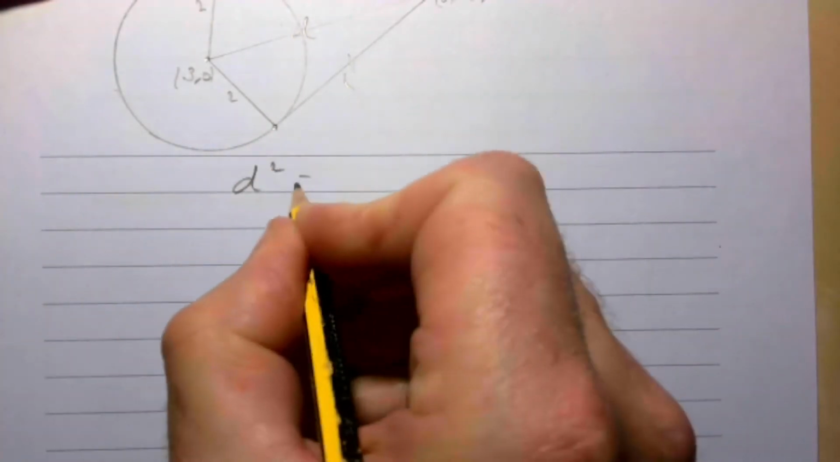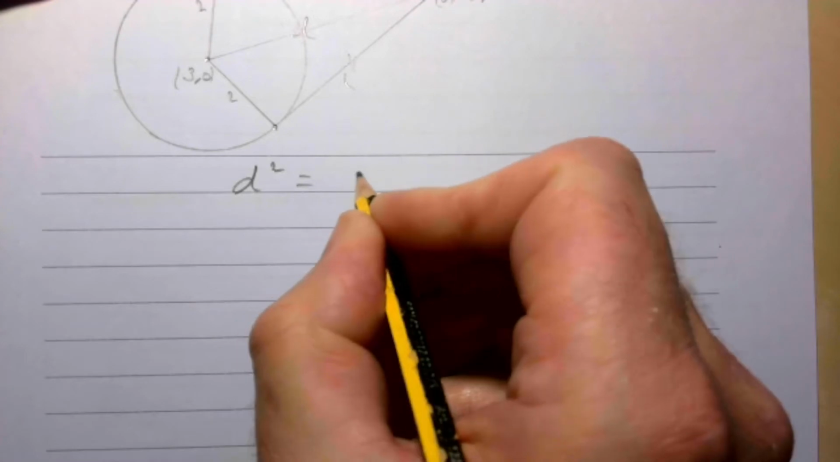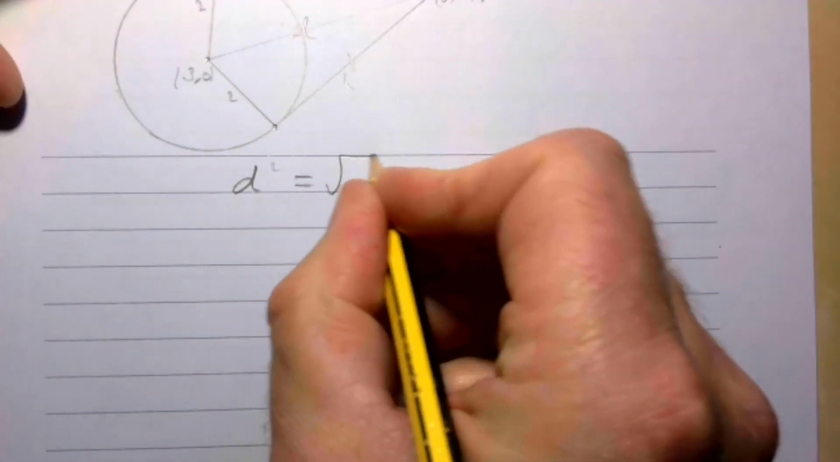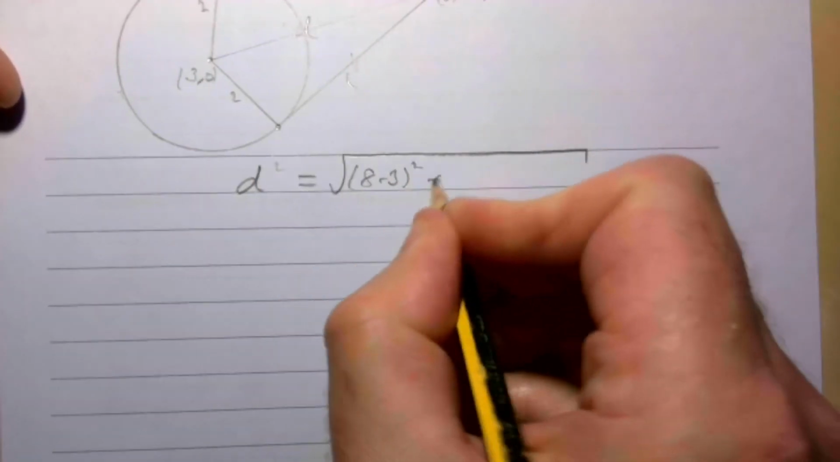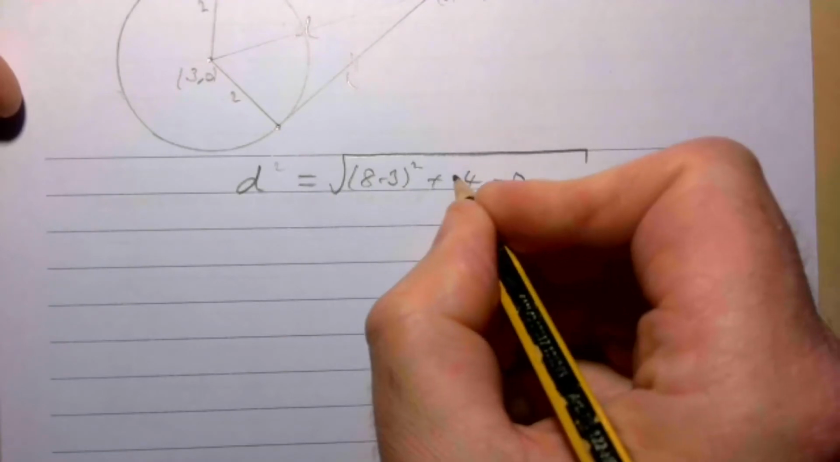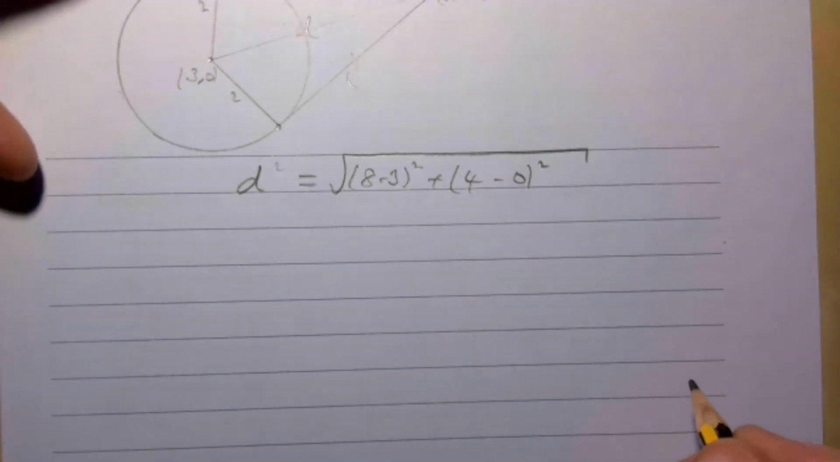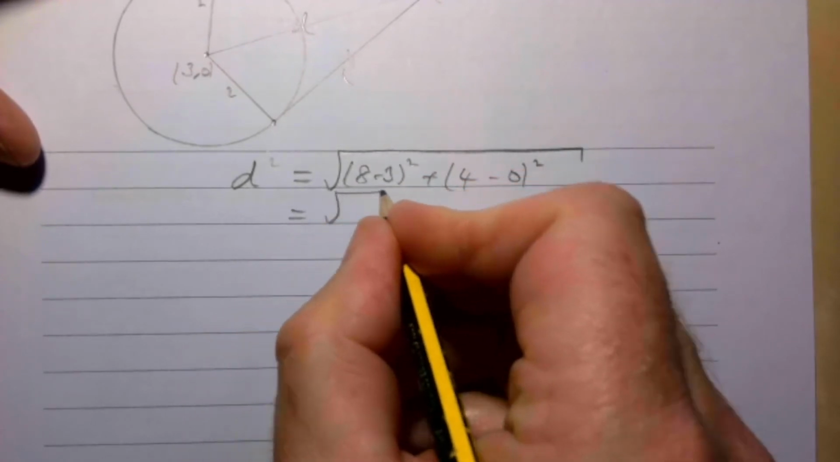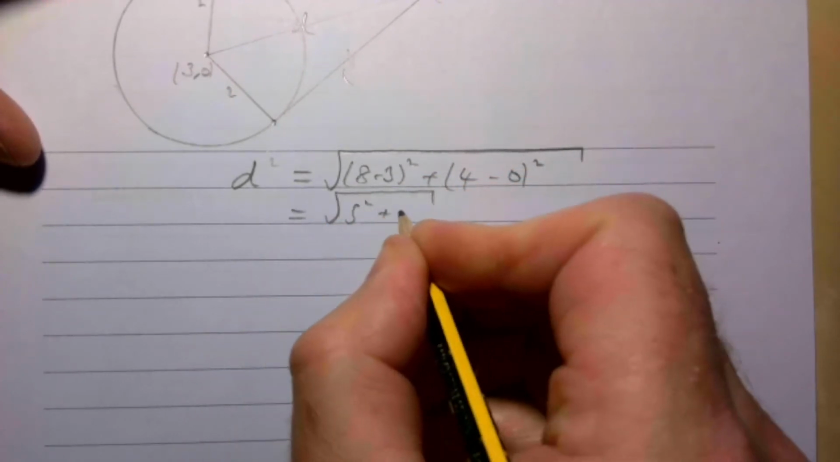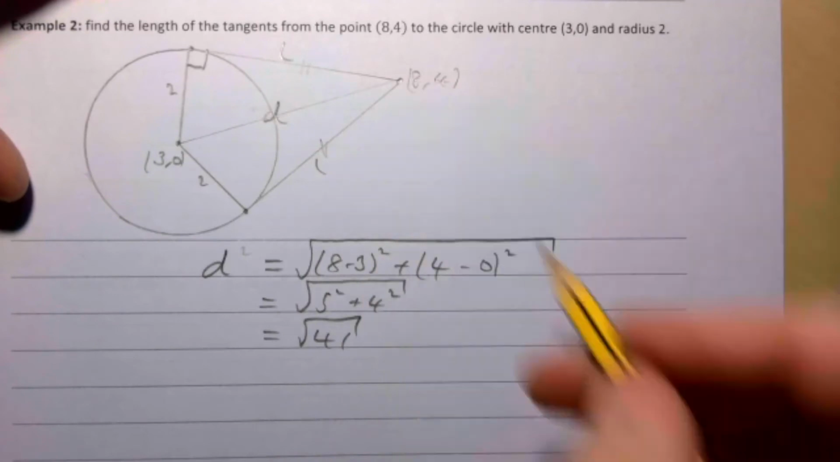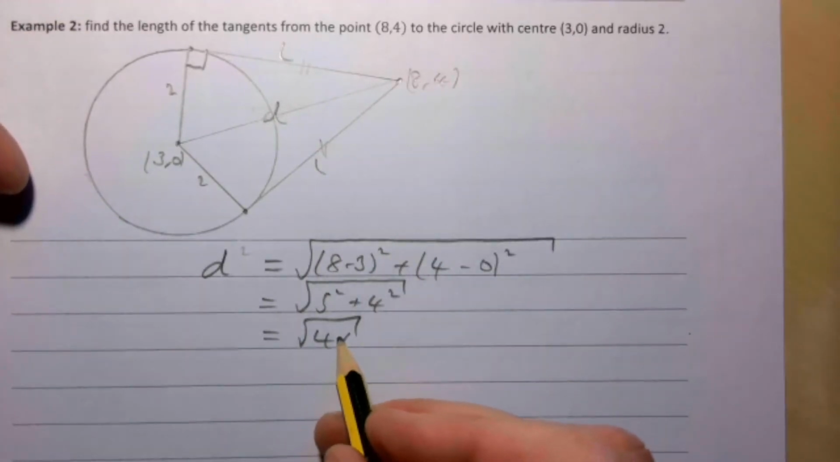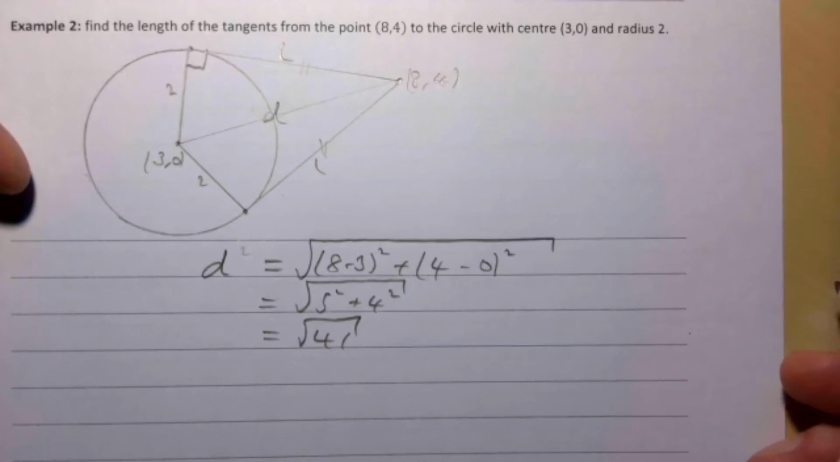So D squared is going to be equal to, in fact, D, let's just leave it as D and we'll keep our square root sign in. D is going to equal the square root of the difference in the x squared, so it's (8 minus 3) all squared plus (4 minus 0) all squared. That gives me the square root of 5 squared plus 4 squared, and that gives me then the square root of 41. So our distance D then is the square root of 41. We can just kind of leave it like that, to be honest, because we don't need to square it again whenever we're trying to find this.